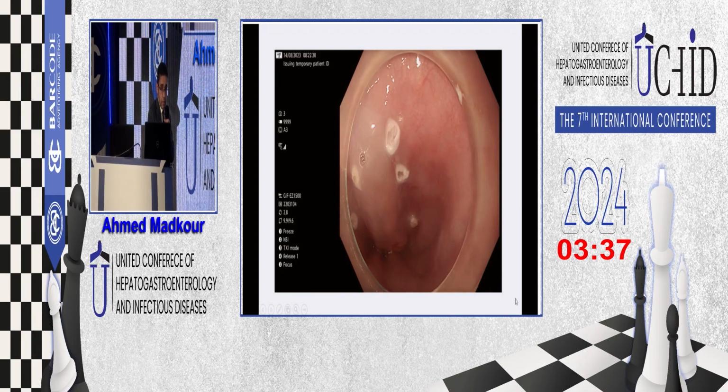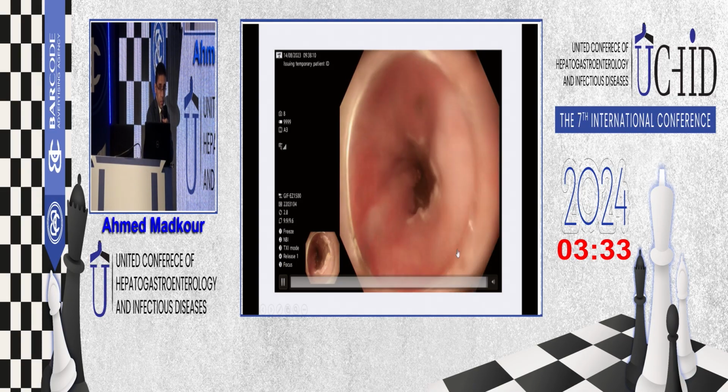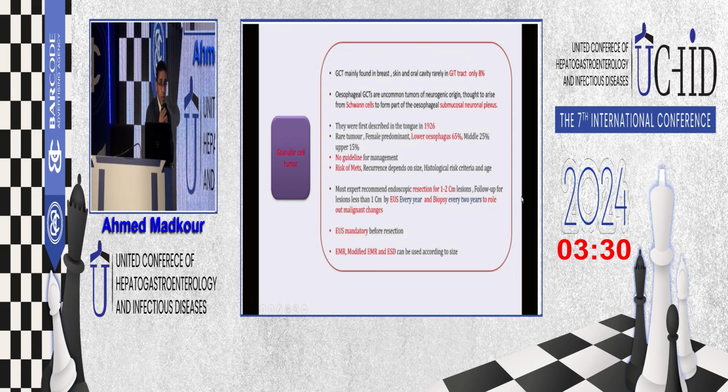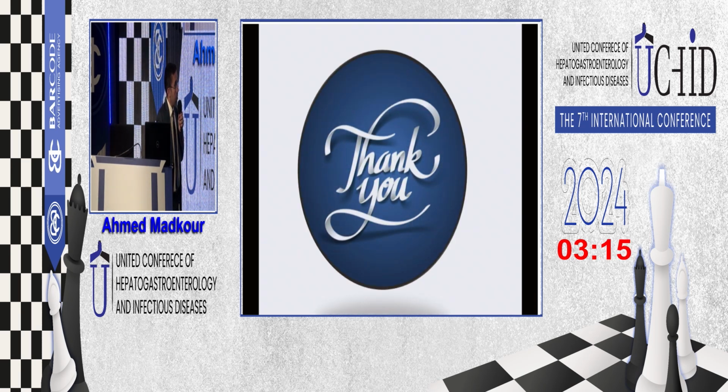Then we can open the tunnel and take the lesion out. Here we can see the resection bed. Granular cell tumor is one of the rare tumors, but it's fairly common in the esophagus, usually in the lower esophagus. It can be resected according to size by EMR or by ESD. So this was the presentation, and thank you.